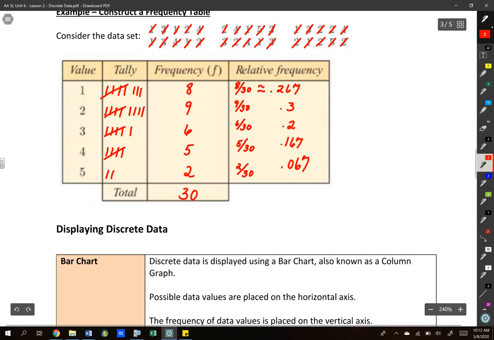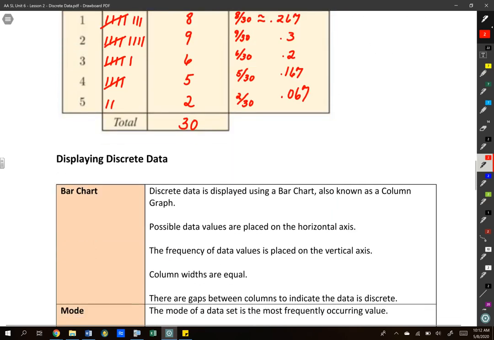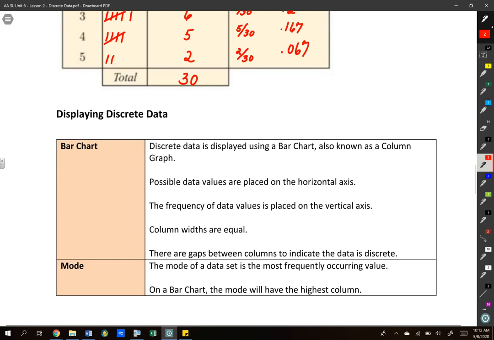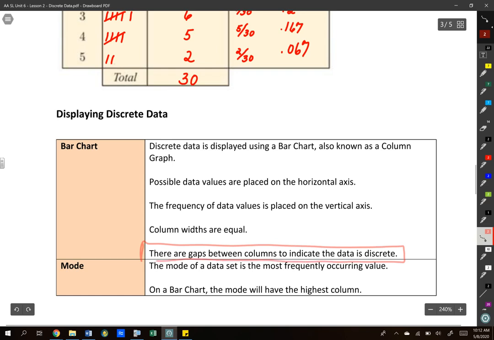Right, now displaying discrete data. We use what's called a bar chart. It's also referred to as a column graph. Those are interchangeable terms. Discrete data is displayed using a bar chart, aka column graph. Possible data values are placed on the horizontal axis. The frequency of the values is on the vertical axis. Column widths are always equal, and there are gaps between columns to indicate the data is discrete. Now, this is a really important statement right here because when we look at continuous bar graphs, the columns are going to touch.